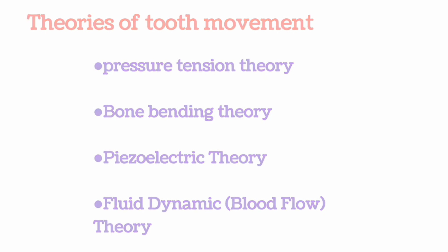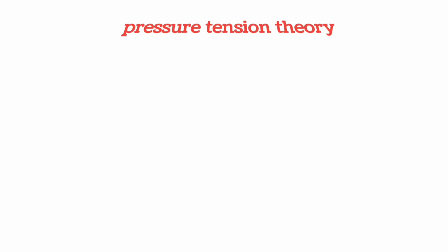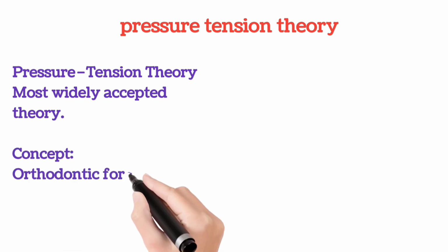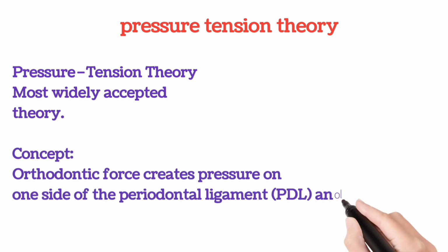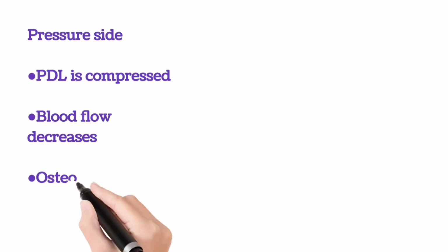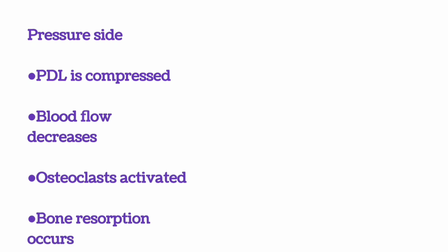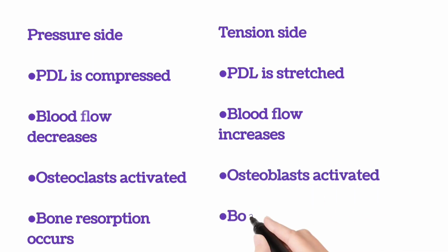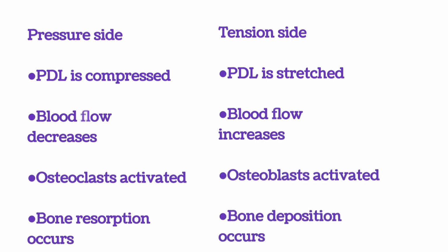Pressure-tension theory, the most widely accepted theory. Concept: orthodontic force creates pressure on one side of the periodontal ligament, PDL, and tension on the opposite side. Mechanism: pressure side, PDL is compressed. Blood flow decreases. Osteoclasts activated. Bone resorption occurs. Tension side, PDL is stretched. Blood flow increases. Osteoblasts activated. Bone deposition occurs. Result: tooth moves through bone by resorption on the pressure side and formation on the tension side.